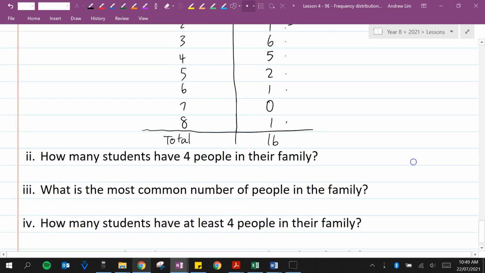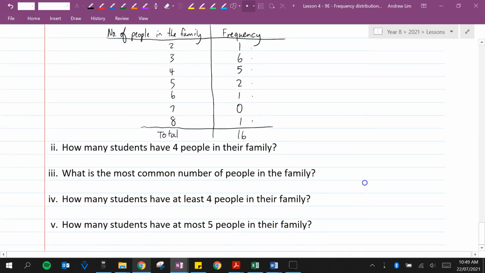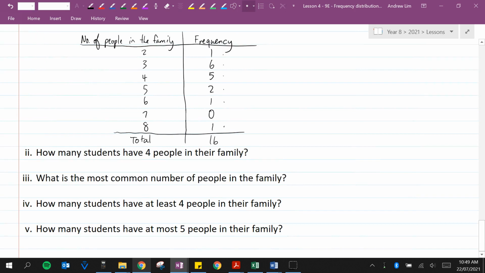Alright, I want you to pause the video and answer the next 4 questions. Use the frequency distribution table that you've created to answer them.